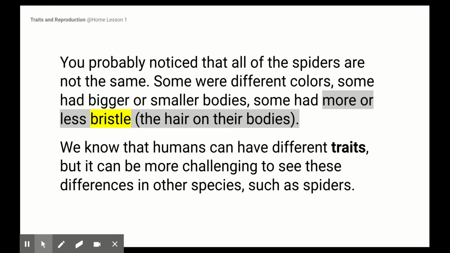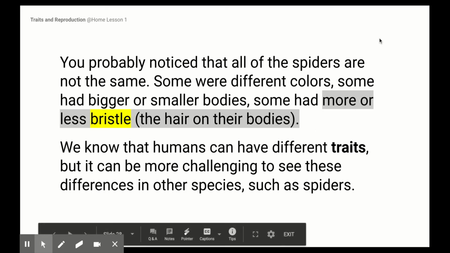So we should have probably kept that slide open a little bit longer, but I'll probably pause it in the video. You probably noticed that all of the spiders are not the same. Some were different colors. Some had bigger or smaller bodies. Some had more or less bristle, meaning hair on their bodies. We know that humans can have different traits, but it can be more challenging to see these differences in other species, such as spiders.